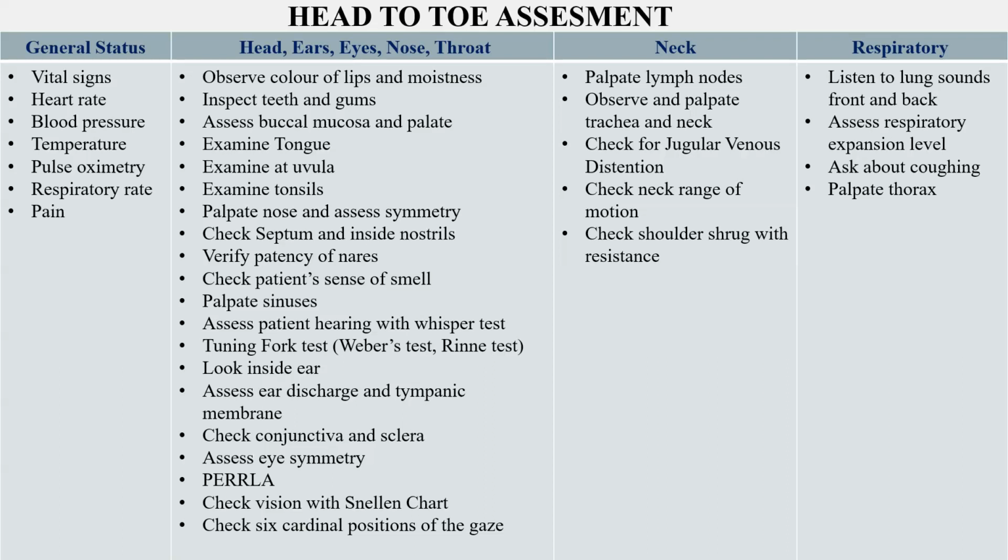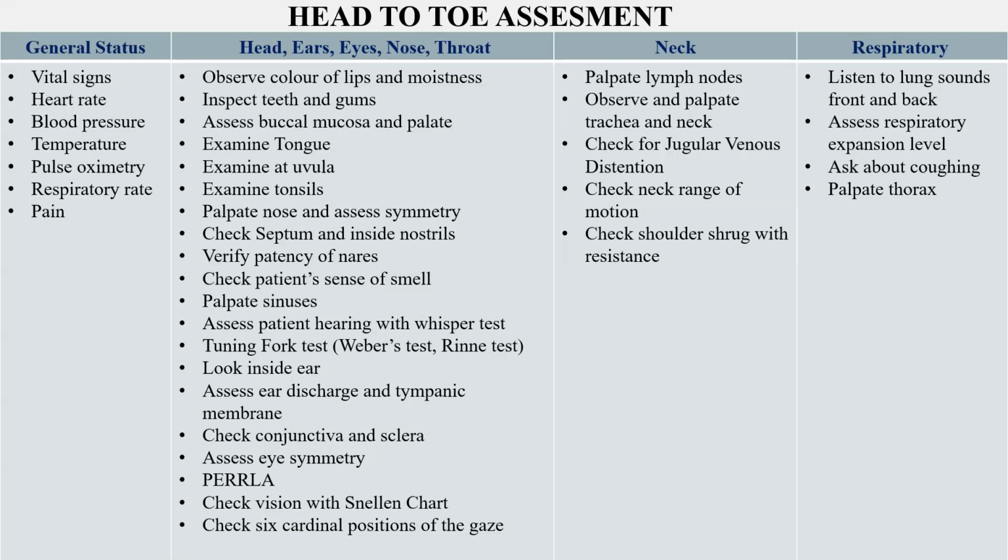When you look at the neck, check for or palpate for the presence of lymph nodes, whether painful or painless. Observe and palpate the trachea and the neck to check for midline shift. Check for jugular venous distension. Check the neck range of motion and check the shoulder shrug with resistance.